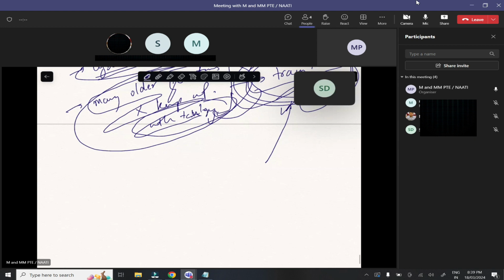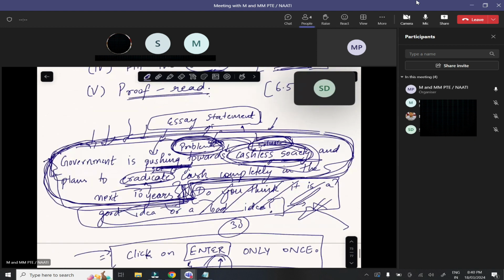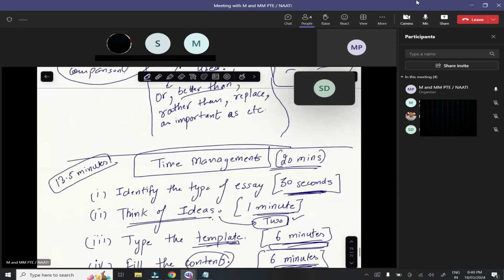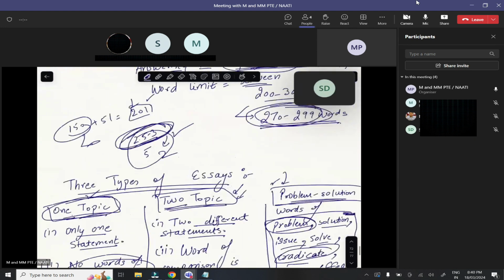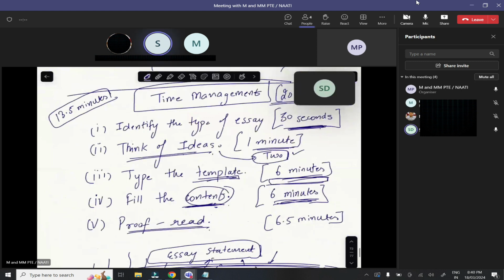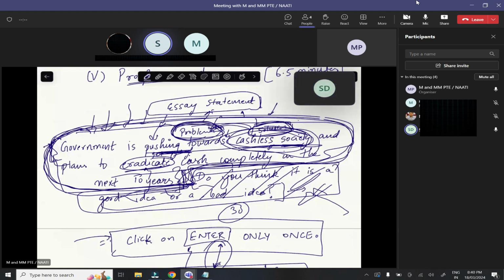So from what has been discussed above, it can be concluded that topic is a debatable topic. What's my topic? Same thing. From what has been discussed above, it can be concluded that government is pushing towards cashless society and plans to eradicate cash completely in the next 10 years is a debatable topic, and the arguments listed above have created divided opinions.